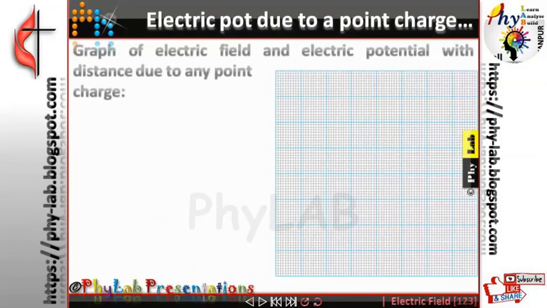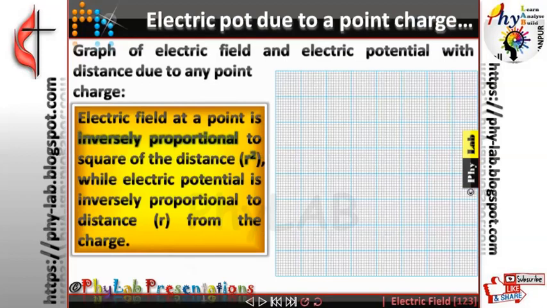Friends, let's draw the graph for electric field and electric potential, with variation with distance due to any point charge. Remember, friends, electric field varies inversely proportional to the square of the distance, whereas electric potential varies inversely proportional to r. So on the y-axis I am plotting electric field or potential, both, whereas the x-axis represents the distance from the point charge. The point charge is placed at the origin.